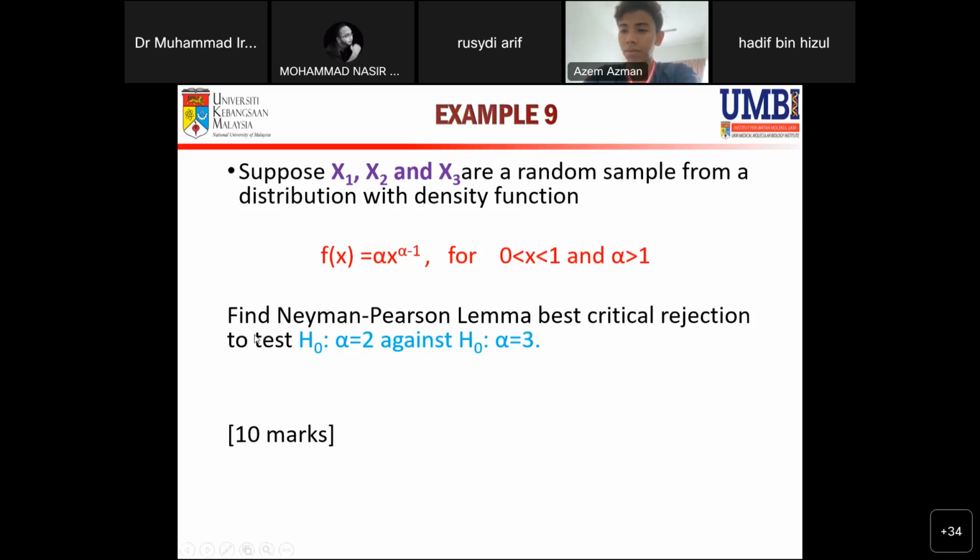Because we need to ensure that the density will not become zero, because if we put alpha equals 1, then this one becomes zero. So any values here, and then we put alpha here as 1, so we will always get 1. So it will not be a proper probability density function. So in this case, we need to find the Neyman-Pearson Lemma best critical region to test H0 where alpha equals 2 against H1 alpha equals 3.